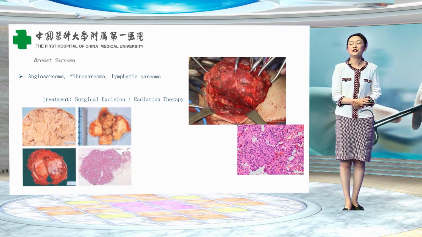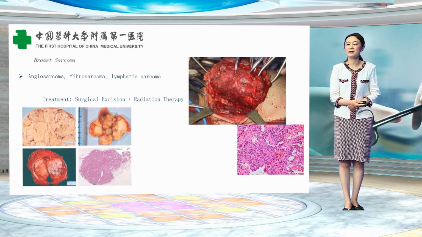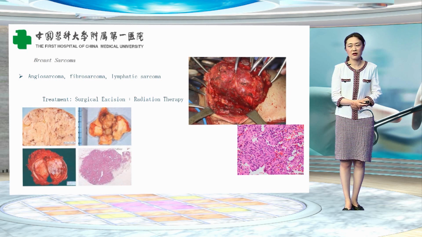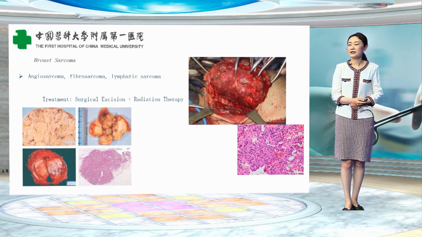In this slide, I will introduce the other breast sarcomas: the angiosarcoma, the fibrosarcoma, and lymphatic sarcoma are very rare and arise in younger patients. The treatment includes surgical excision and radiation therapy, which could be helpful in local regional control. On the left-hand side, this is a Phyllodes tumor, a borderline Phyllodes tumor. You can see the clefts, the leaf-like structure, the clear border. And the picture on the right side is angiosarcoma. It's a very large and aggressive tumor and very poorly differentiated.